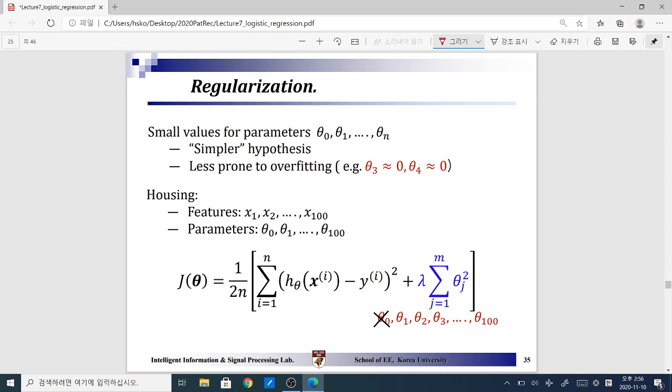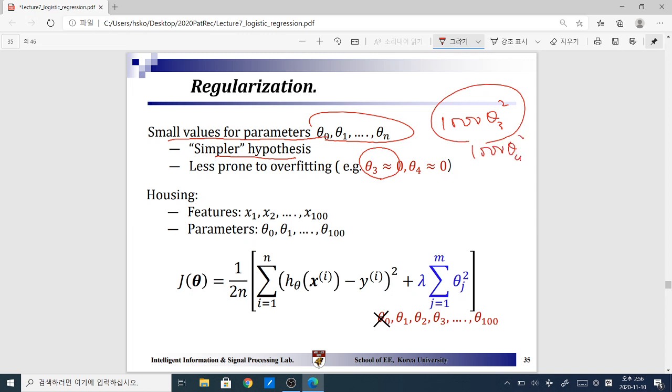So once again, small values for the parameters are going to simplify the hypothesis. For example, by multiplying with 1000 times, say, theta 3 squared, and doing the same thing, 1000 times theta 4 squared and so forth, that's going to make these two parameters, theta 3 and theta 4, very, very small.